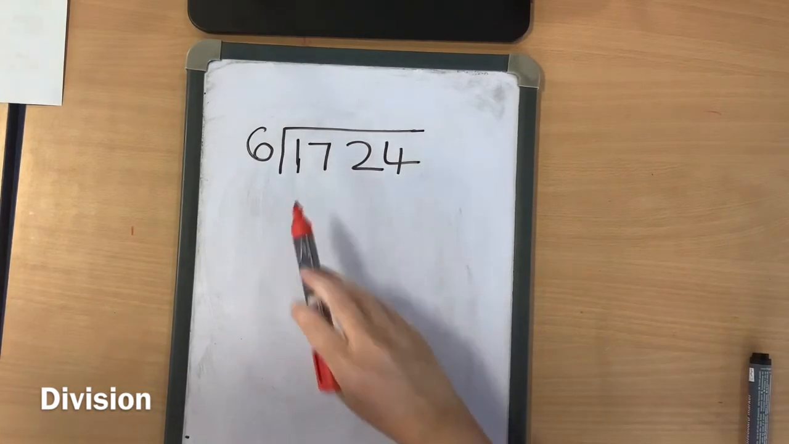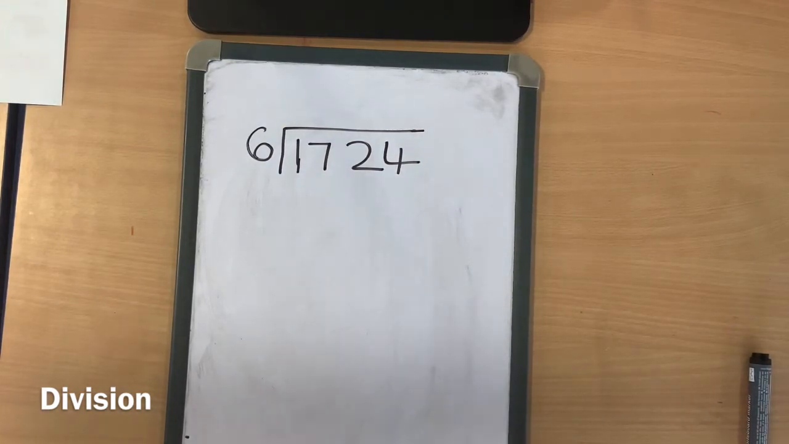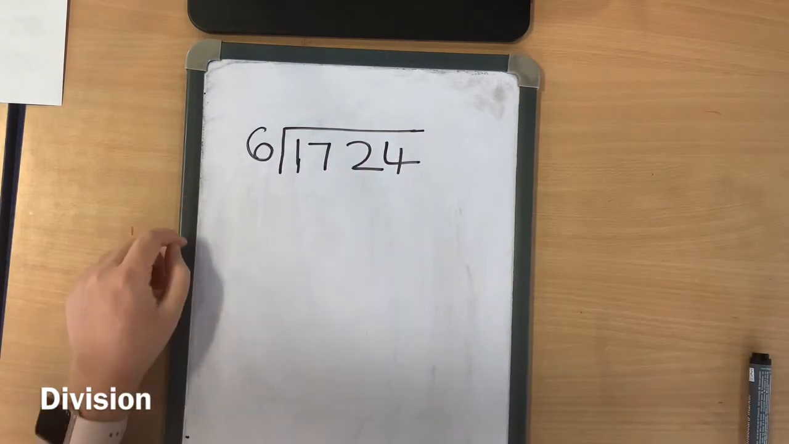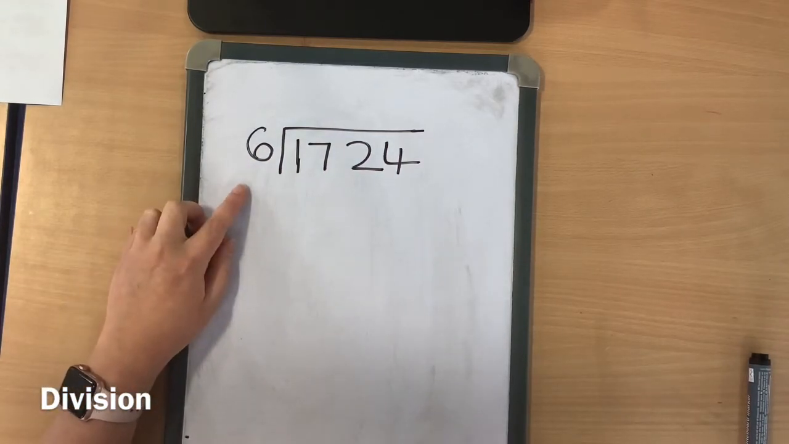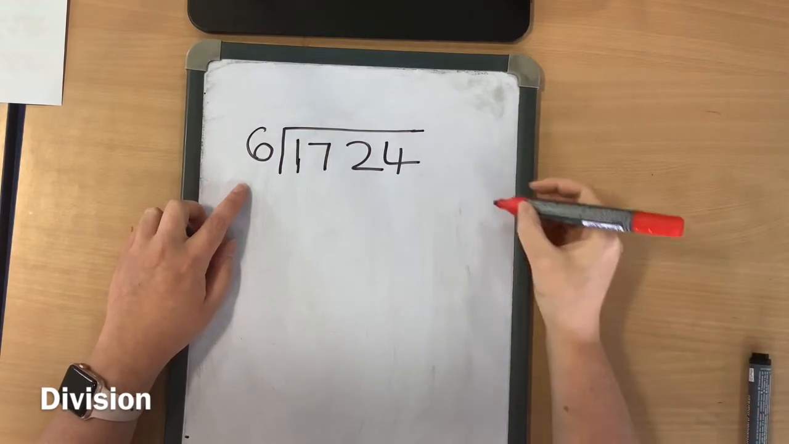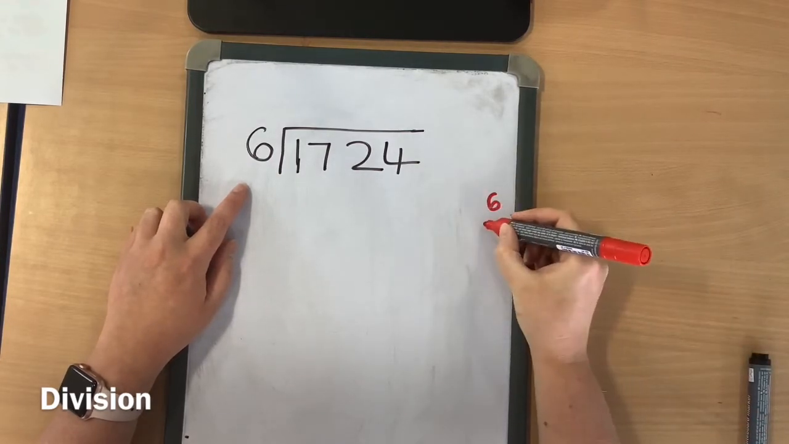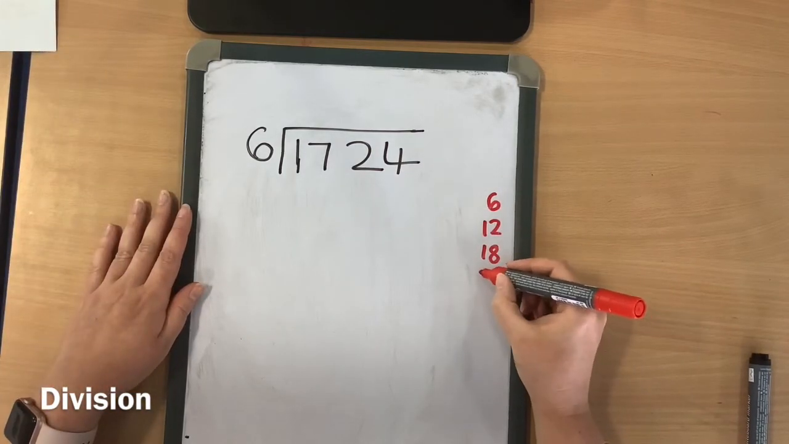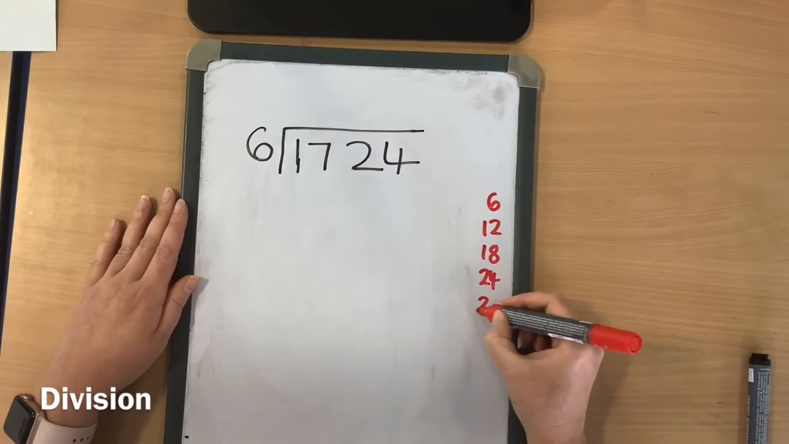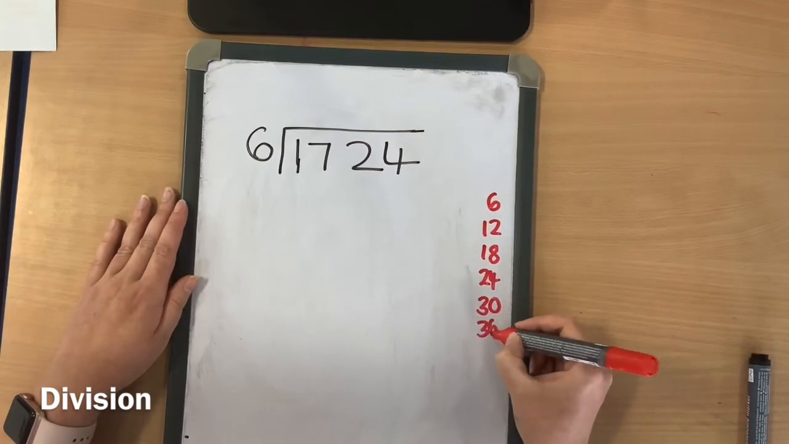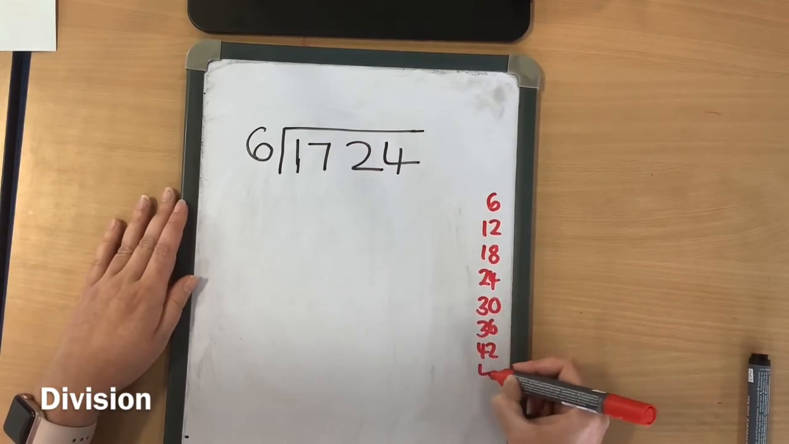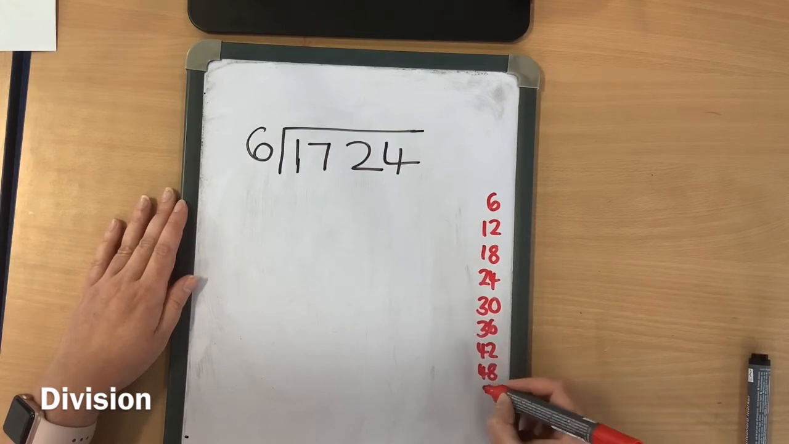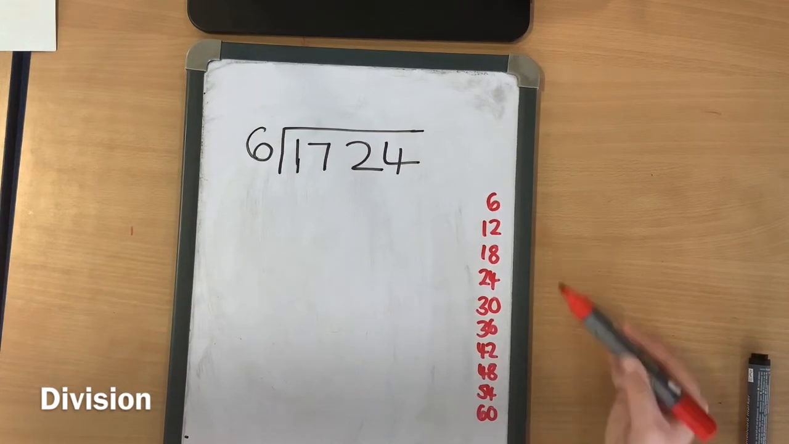So I've got 1,724 divided by 6. Okay, so first of all, if I'm dividing by 6, that tells me that I need my 6 times tables. So I'm just going to write out my 6 times table just down the side, so that I can refer back to it when I'm doing the calculation. Okay, so 30, 36, 42, 48, 54, and 60. I'm probably not going to need to go any higher.